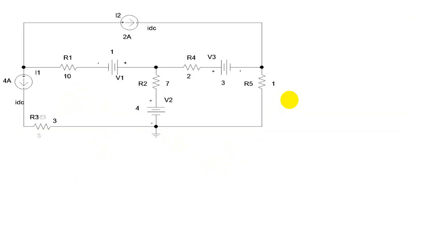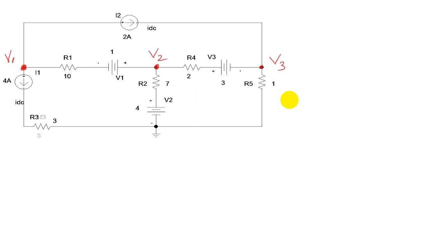Now, is this a normal node or a super node? I want you to analyze. Pause the video, analyze, and then you can resume once you have your answer. This is a normal node. So we have three junctions. Let us name them V1, V2, V3, and the bottom is grounded.